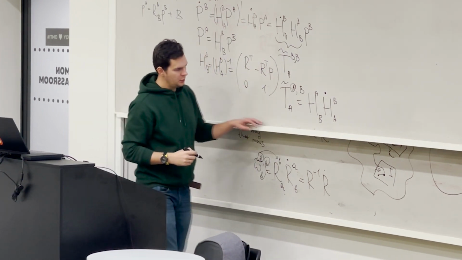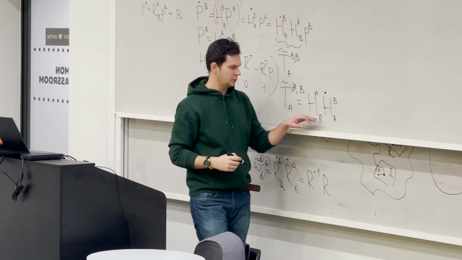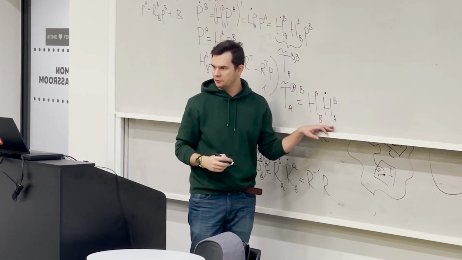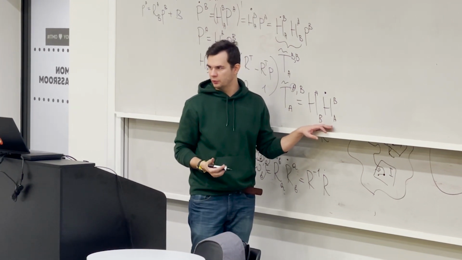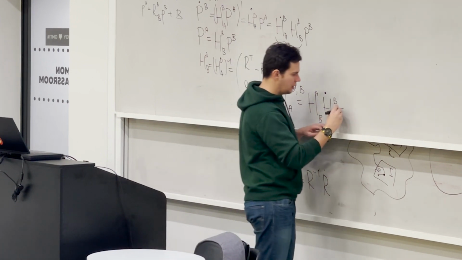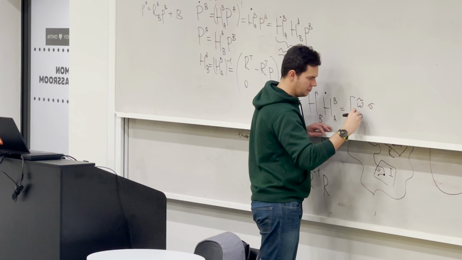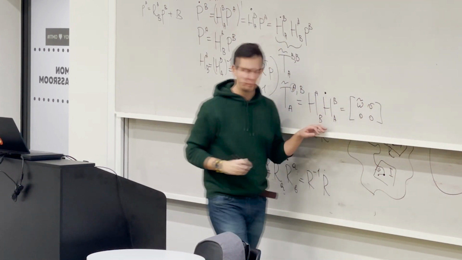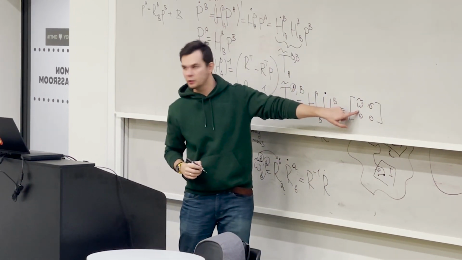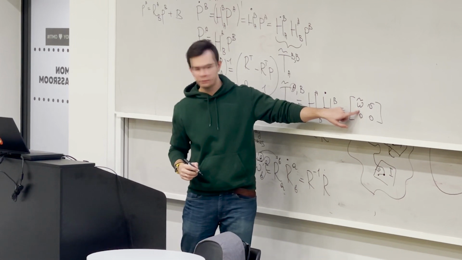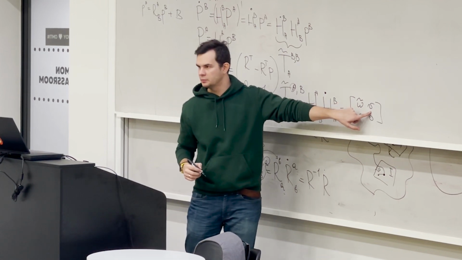If you do the multiplication of a 4 by 4 times a 4 by 4 matrix, you will be left with another 4 by 4 matrix, and it will look like this. So you will have an angular velocity in skew-symmetric form and a linear velocity.